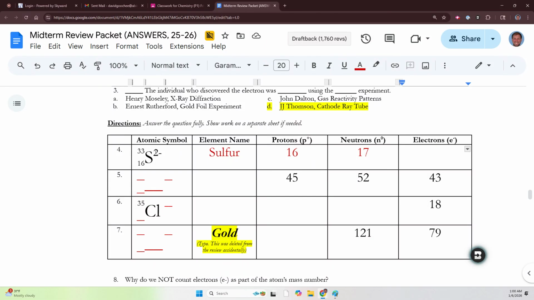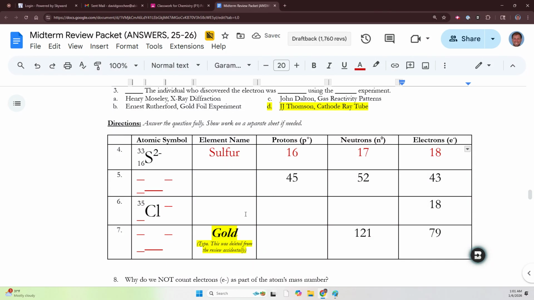Lastly, how many electrons does this have? Well, it has a charge of 2 minus. That means that it has 2 more electrons than it does protons. A negative charge means it has that many more electrons. So because it is a 2 minus charge, it's got 2 more electrons than it does protons. It's got 16 protons, so 2 more than that is 18.